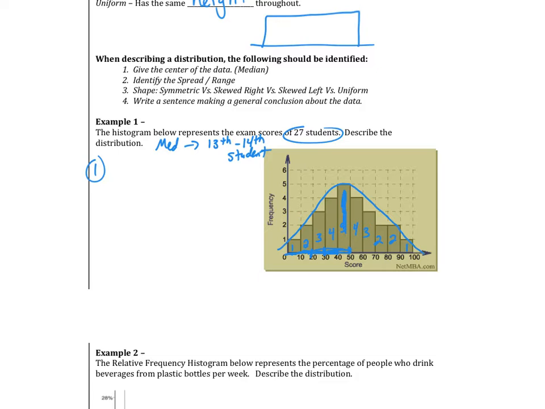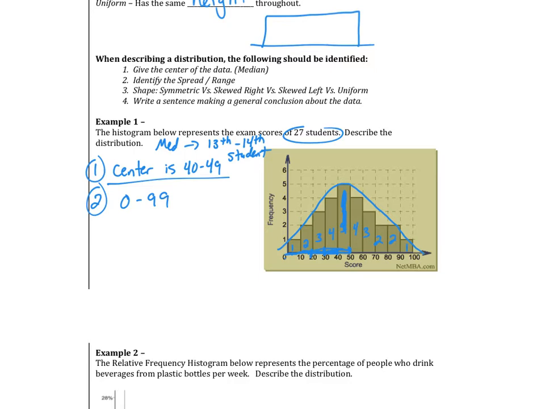So where is the center? It's between 40 and 50. So center is 40 to 49. That's the center. Number 2, what is the range? So what's the smallest score and what does it go up to? The range is between 0 and 100, so the range goes 0 to 99.